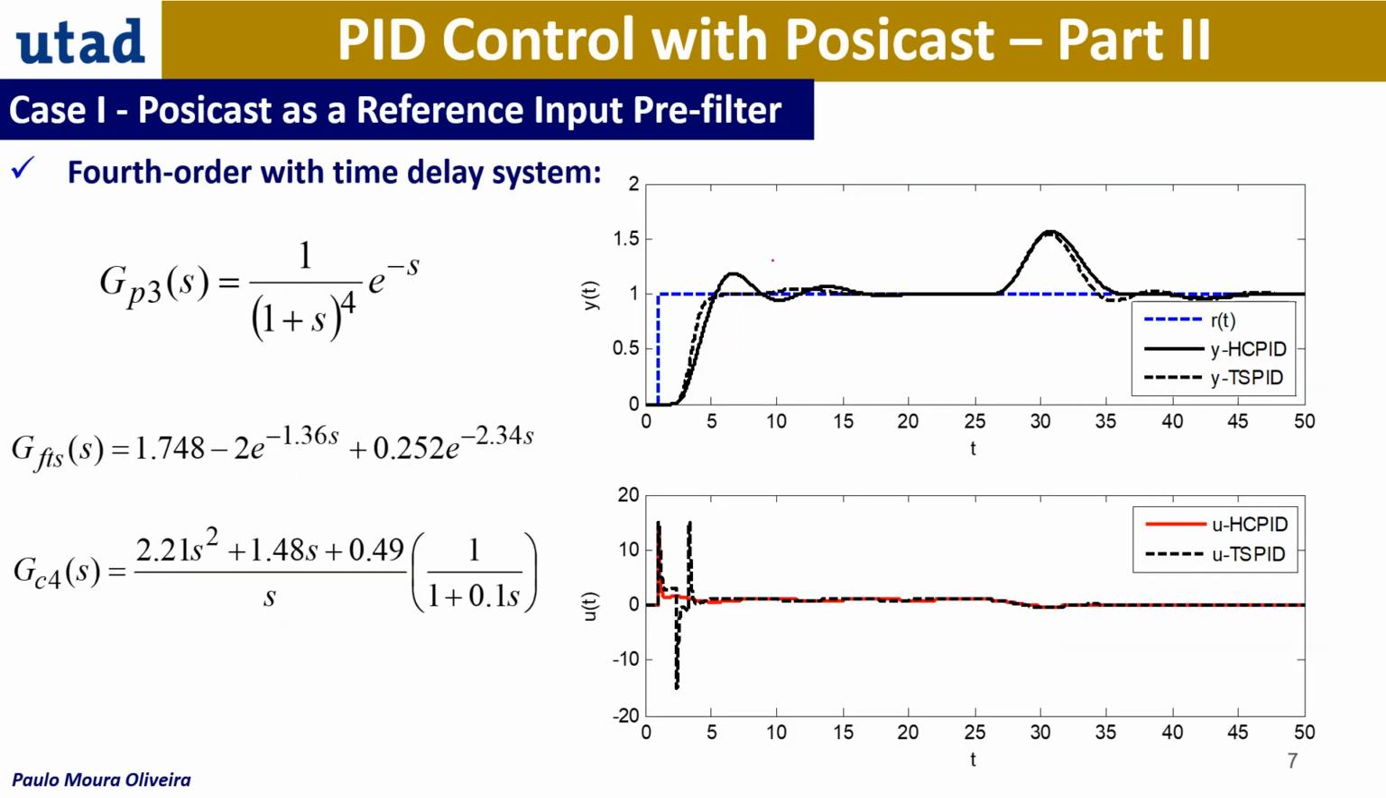We got also a fourth order with a time delay, and in this case this is a 3 steps Posicast. This is the PID controller, and once more we got some benefits of using the Posicast. Okay, in this case you can see here the spikes from the Posicast control.